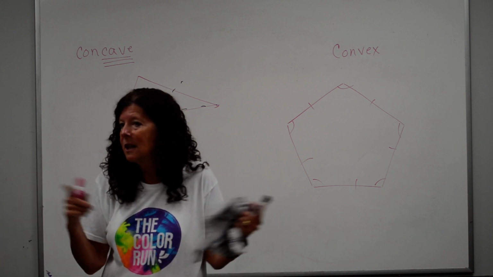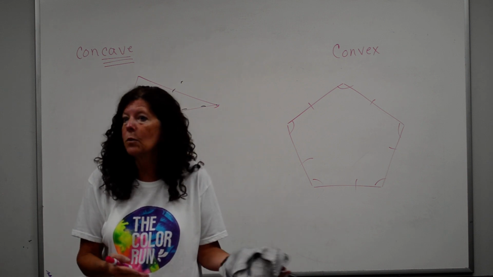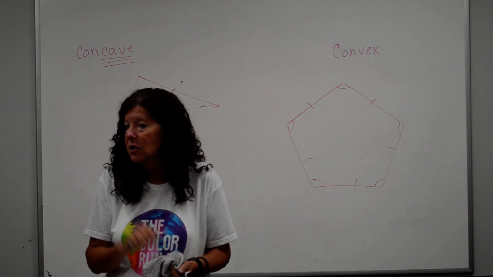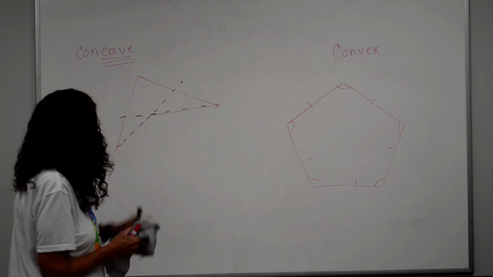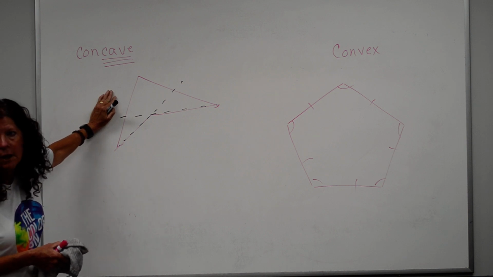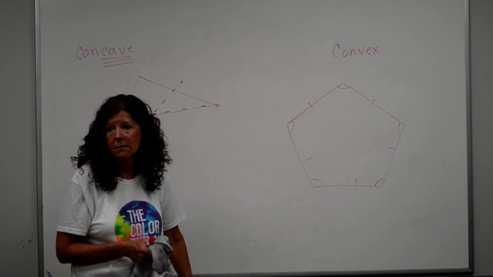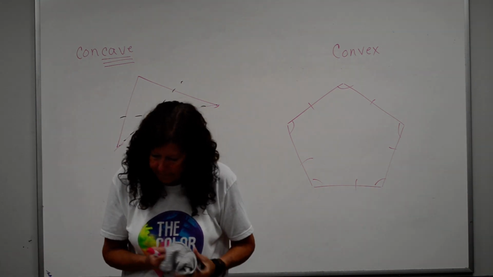So then you look to see whether it closes in on itself. And then you'll say, is it regular or is it irregular? Do all the sides have the same measurement? Do all the angles have the same measurement? You cannot have a concave regular polygon. The only way you can have a regular polygon is if it's convex. Okay? Again, these are definitions.